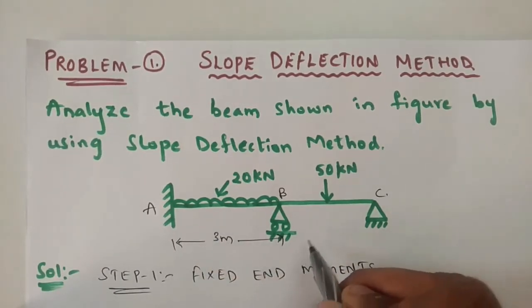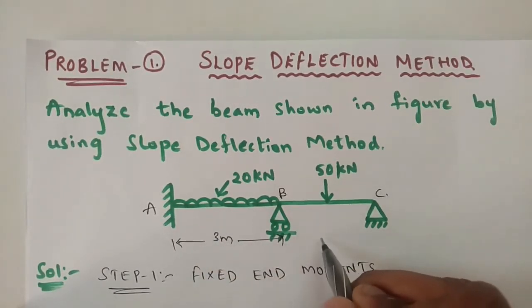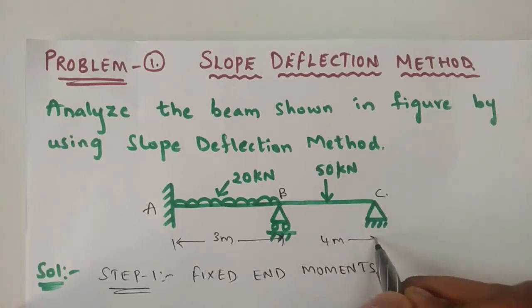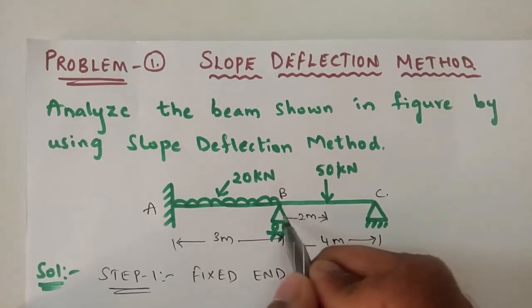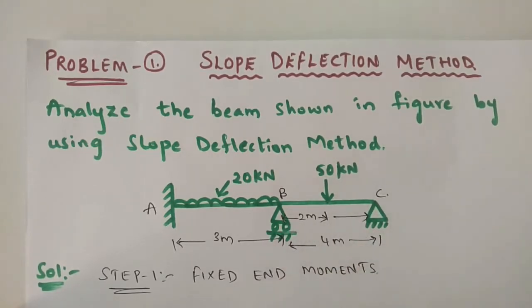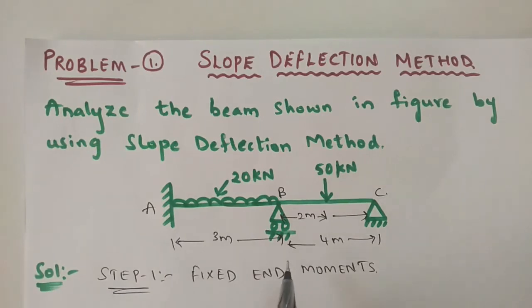The length of span AB is 3 meters and the length of span BC is 4 meters, with a 50 kN point load at the center. In span AB, a 20 kN/m UDL is given. We have to solve this continuous beam by using the slope deflection method.